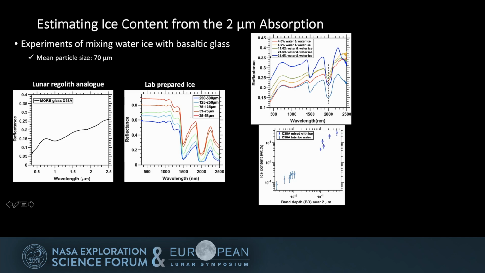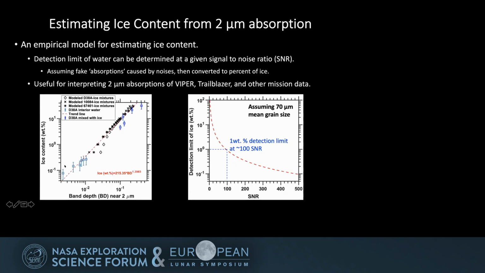On the top right figure, I'm showing how the spectrum looks when mixing ice and the basalt sample. And at the bottom right, I'm showing the correlation between the ice content and the band depth at 2-micron. Again, you can see the trend is very tight. So put together, we can develop an empirical model for estimating water ice content from 2-micron absorption. As shown in the left figure, both experiments and simulations follow the same trend. And then we can derive this empirical correlation between ice content and the band depth.